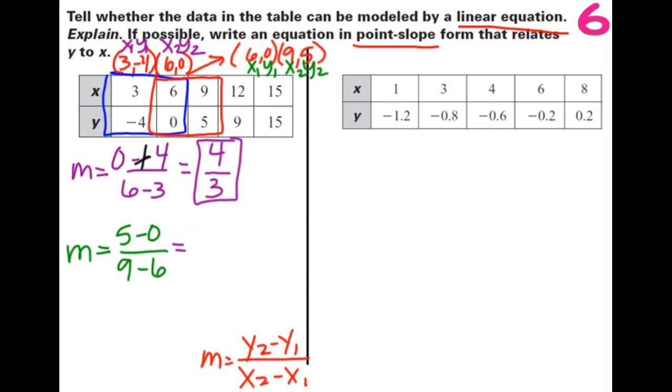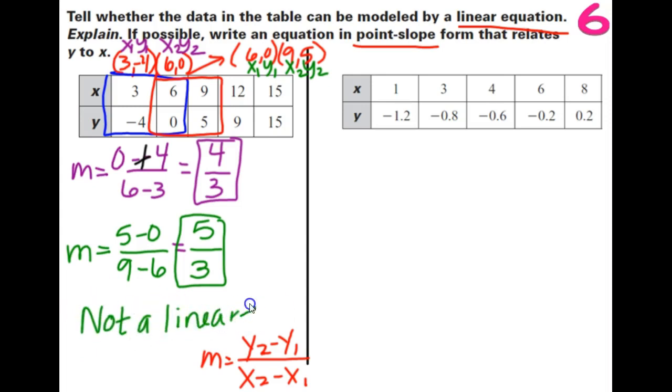So if we simplify this, 5 minus nothing is still 5. 9 minus 6 is 3. So this one's 4/3 and this one's 5/3. Close, but not quite. So these are not a linear equation.